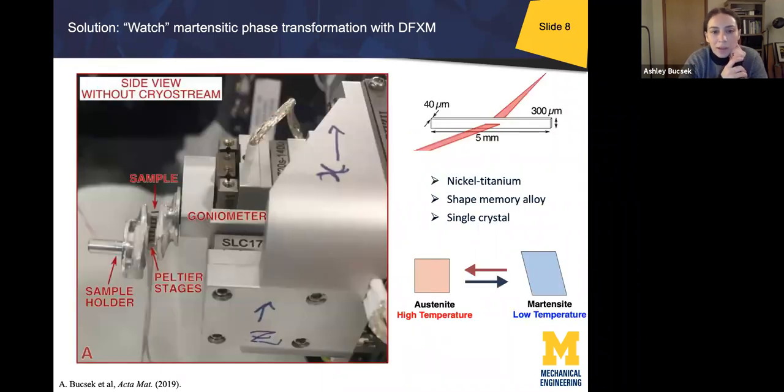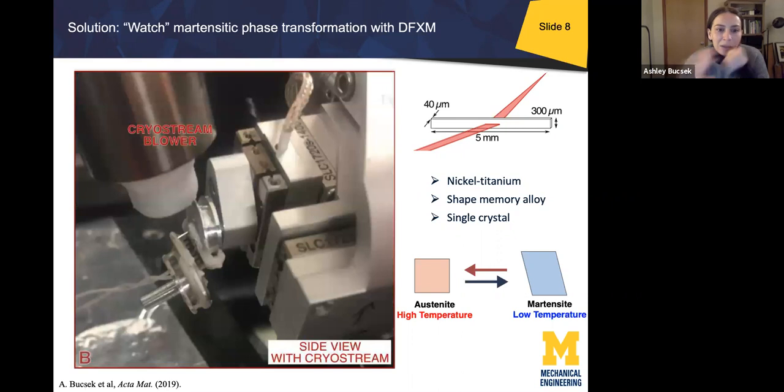This is our setup. So here's the sample over here. The sample geometry is in the top right. It's a nickel titanium shape memory alloy single crystal, and it's mounted on the goniometer, and then we put the cryostream close to it so that we could cyclically heat and cool it. And this would then cyclically move it back and forth across that phase transformation.